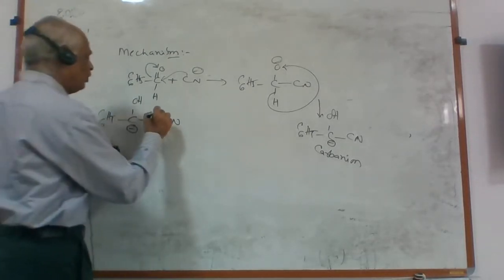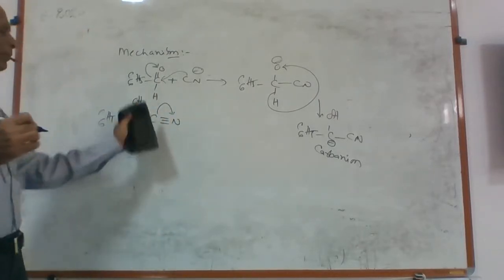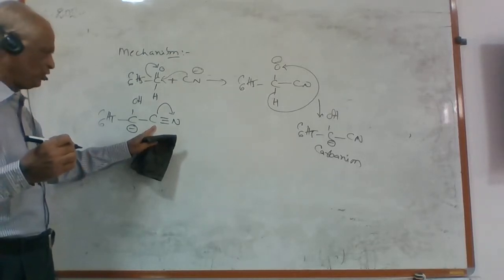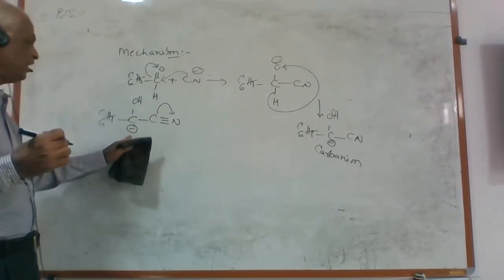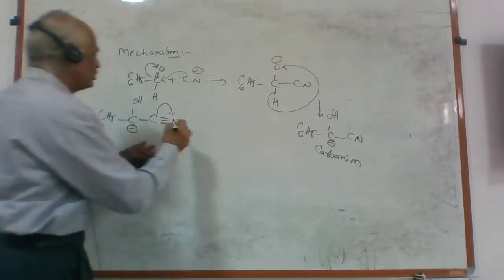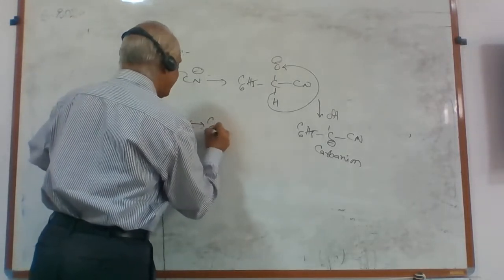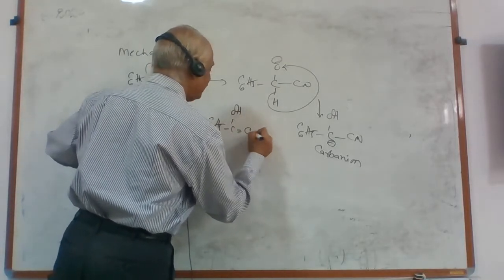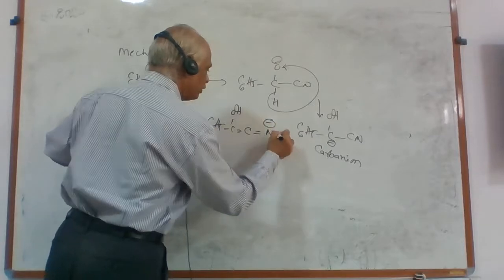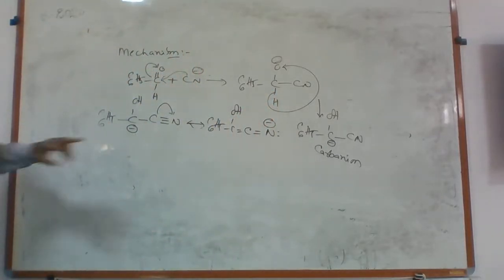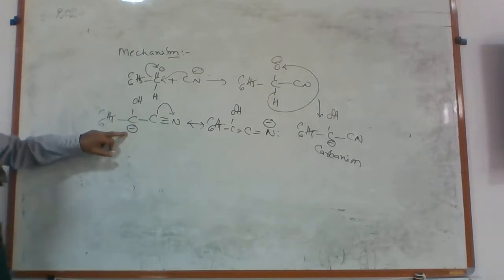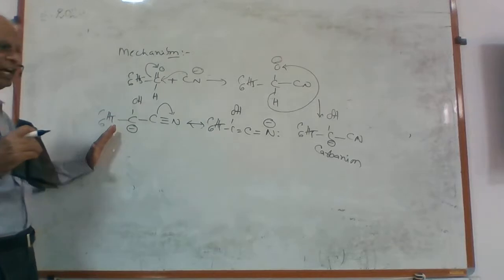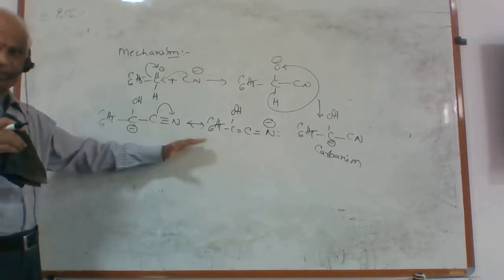Since nitrogen is more electronegative than carbon, the pi electron pair can be accepted by nitrogen, so that carbon gets a positive charge. When carbon gets a positive charge, the negative charge neutralizes this positive charge, forming C6H5 C OH double bond C double bond N with a negative charge on nitrogen. That means the negative charge on the carbon atom has been delocalized onto the nitrogen atom. That means the formed carbanion has been resonance stabilized.